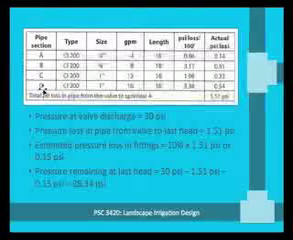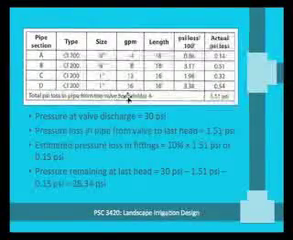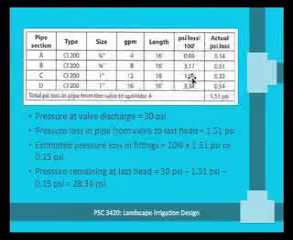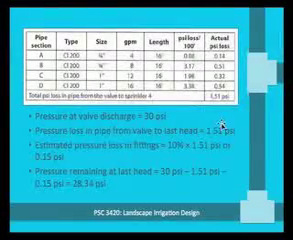We've got the section of pipe, the type of pipe, the size of the pipe listed, and then, of course, the gallons per minute per section. And the PSI loss per 100 feet, which again comes from the appropriate friction loss chart.